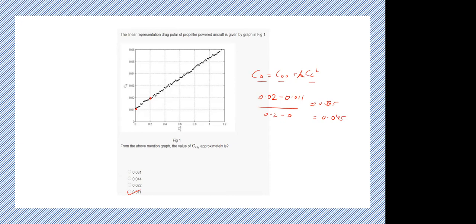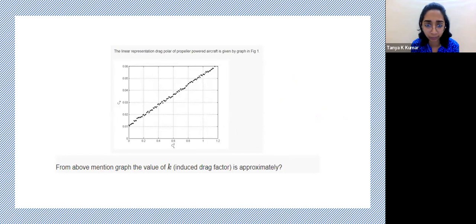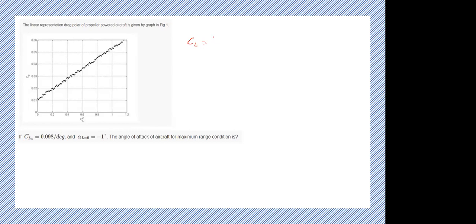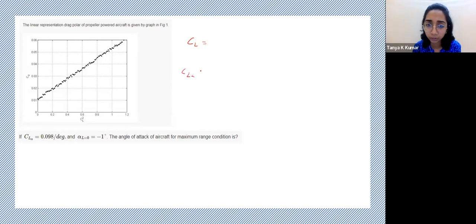Yes, ma'am. Okay. So that was the next question, what is the value of K? Then they asked you, what is the angle of attack of the aircraft for maximum range condition? How will you do this? It's similar to the previous question. For maximum range condition, what was CL? Ma'am, CL alpha into alpha minus CL naught is equal to 0, ma'am.